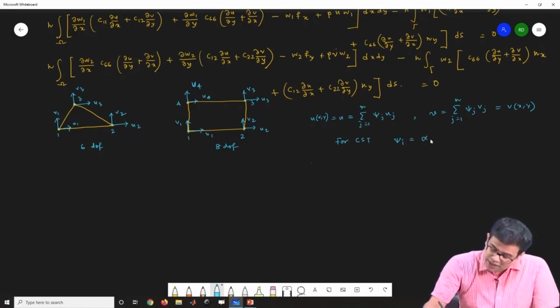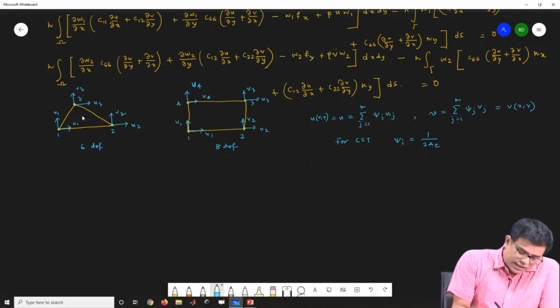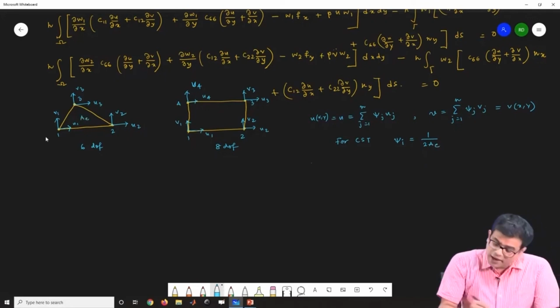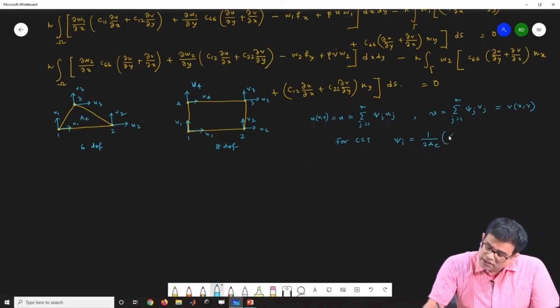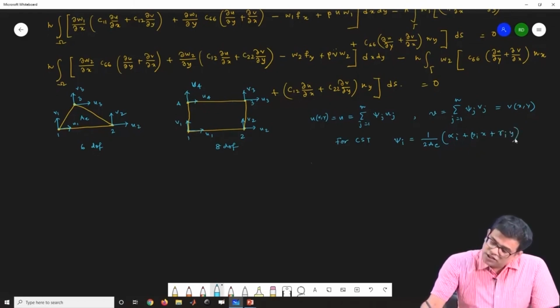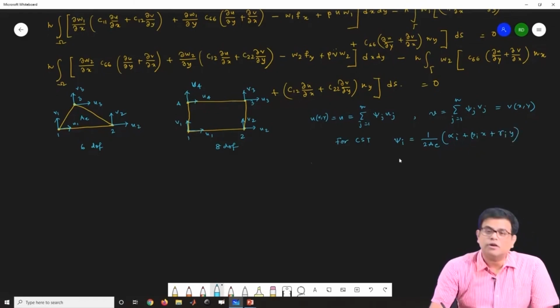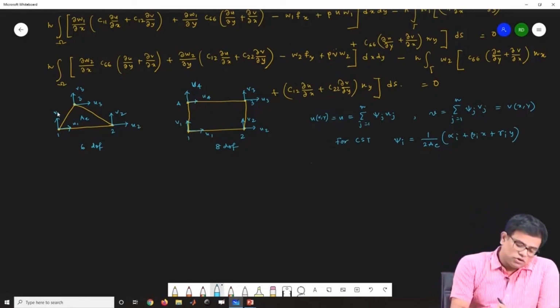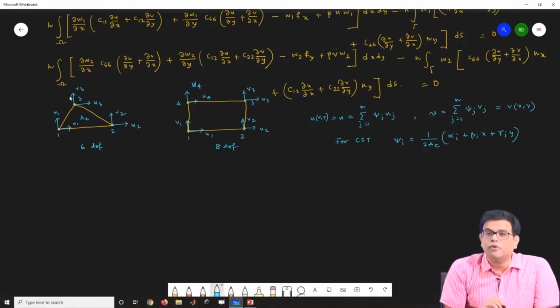So psi I is actually like this: 1 by 2 A, where A is the elemental area of this triangle, times alpha I plus beta I x plus gamma I y. So this is a linear triangle. So alpha, beta, gammas are based on the coordinates of these 3 points.